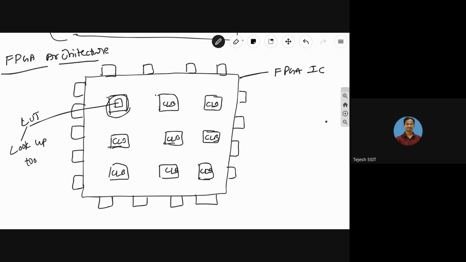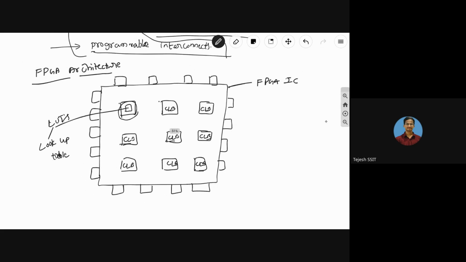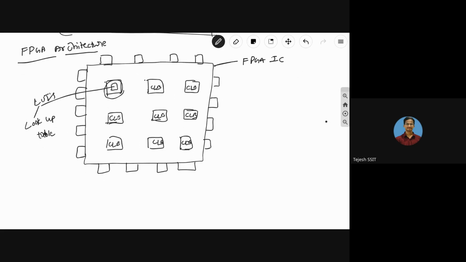Sir, why is this lookup table? We don't know about this word. What does lookup table mean? For example, I will show one demo program. How do they act internally?